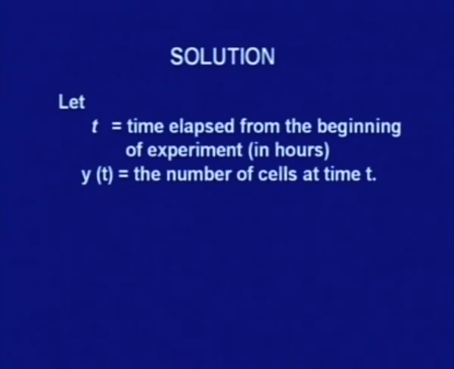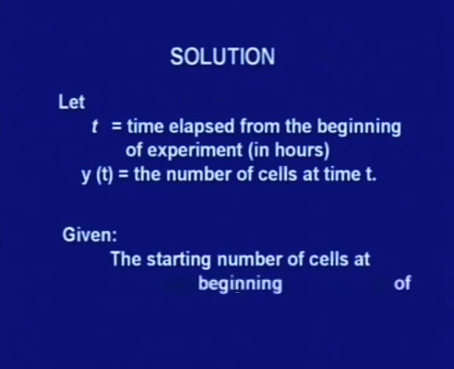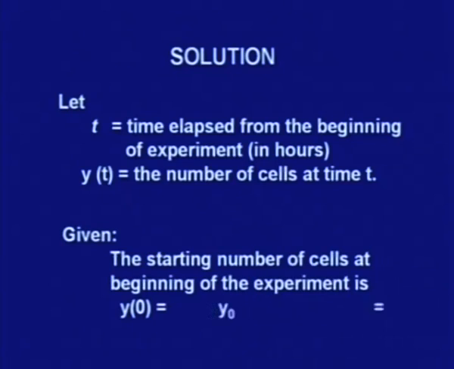Then what have we been given? We have been given that at the start of the experiment, the number of cells is 10,000, that is, y at 0 is 10,000. Here I have used another notation, y naught. We will see that sometimes we also refer to this as the value of the function at that point.